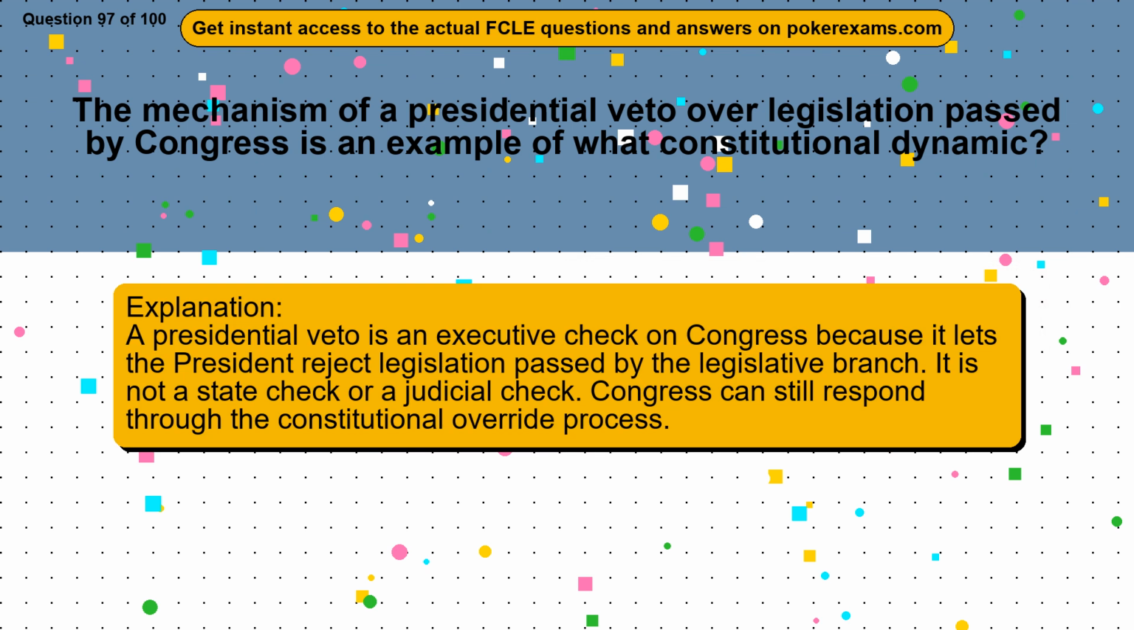A presidential veto is an executive check on Congress because it lets the president reject legislation passed by the legislative branch. It is not a state check or a judicial check. Congress can still respond through the constitutional override process.